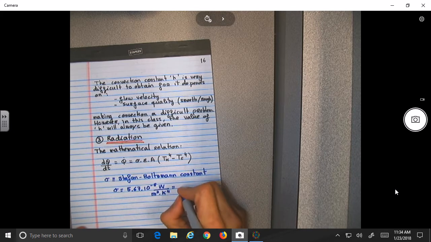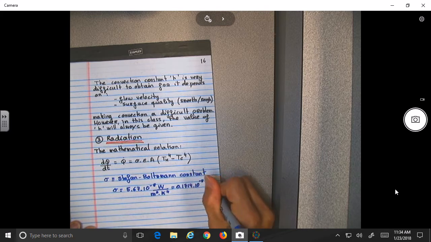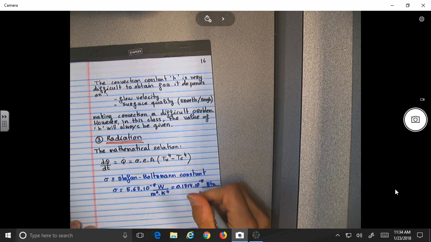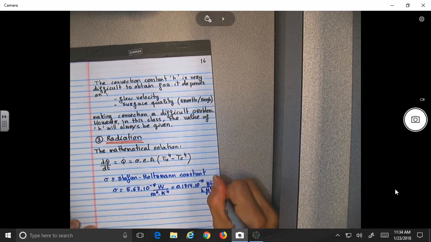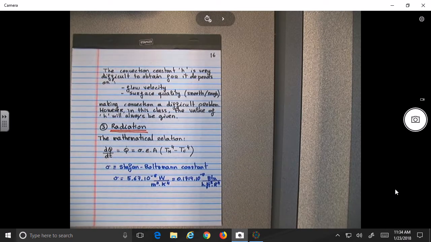Well, this is equal to 0.1714 times 10 to the minus 8 BTUs per hour foot squared Rankine to the fourth. I don't know why I have different units here. Strange. So again, these constants are constants that you can put into that page that I tell you you can print with the units.